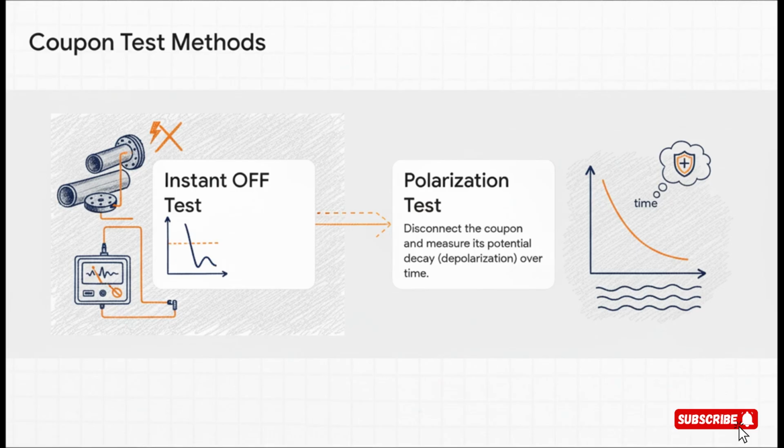Now, there are two main ways we use these coupons. First, we can do that same instant off test, just like we did on the pipeline. We interrupt the current and get a really clean, IR-free reading for that one specific spot. The second method is called a polarization measurement. For this, we physically disconnect the coupon from the pipe and basically watch how fast its potential fades away. If that potential drops really slowly, that's a great sign. It means our coupon was well polarized, which is strong evidence our CP system is working great.